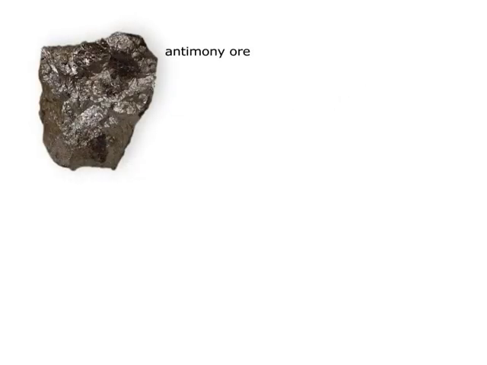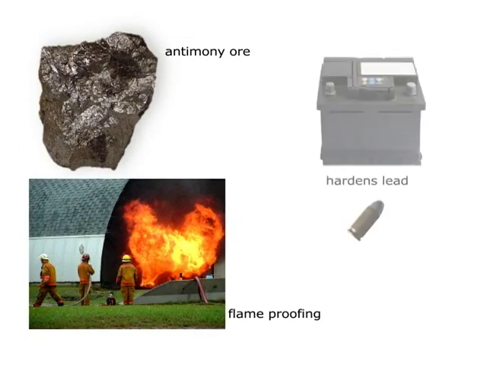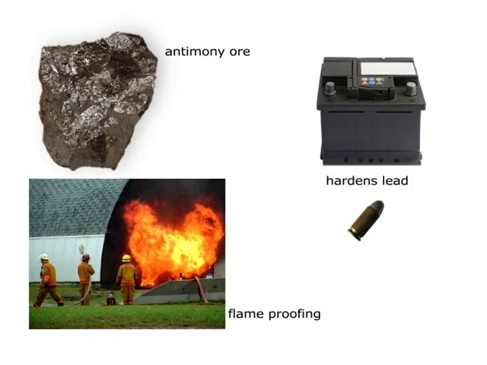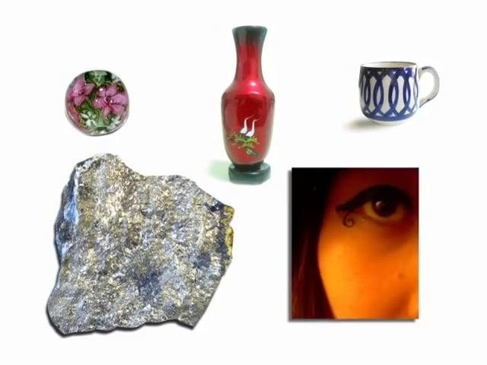Most antimony is used in manufacturing flame-retardant fabrics and plastics. Antimony also makes lead stronger and harder, and is commonly used in car battery lead and ammunition bullets. Antimony adds a clear glaze to beads, faces, and glassware. Or you can use it to put a dark line on your eyelid.